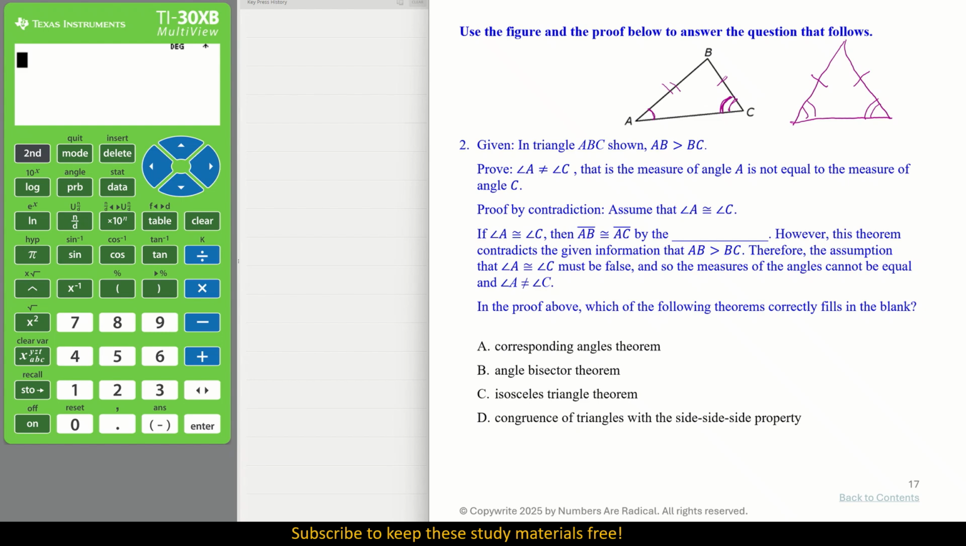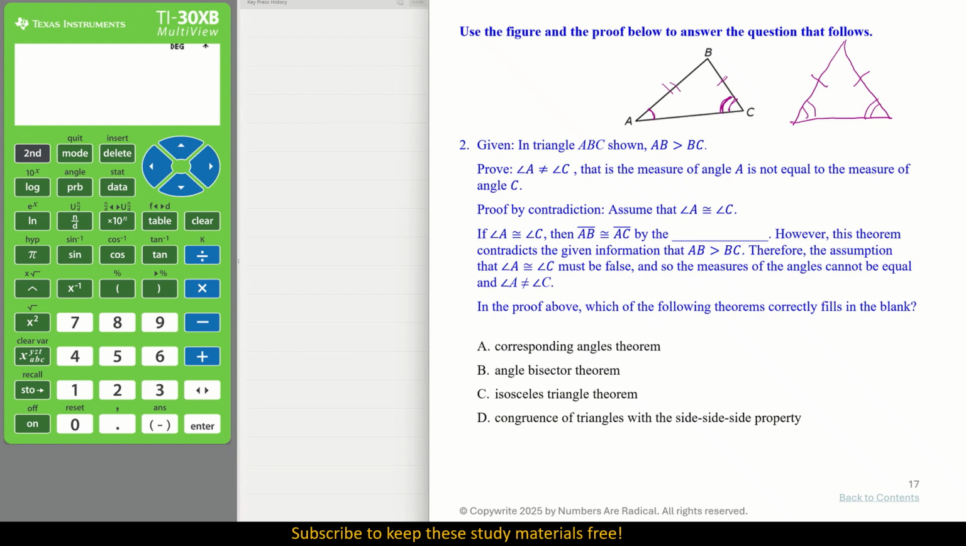So I'm thinking by the isosceles theorem, however they want to state it. I haven't read A, B, C, D yet, but let's keep reading. However, this theorem contradicts the given information that AB is greater than BC. Therefore, the assumption that angle A is congruent to angle C must be false. And so the measure of the angles cannot be equal, and angle A is not equal to angle C. In this proof above, which one of the following theorems correctly fills in the blank? I bet you already see it.